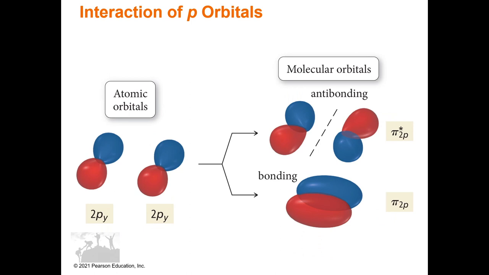Now, don't forget, in the p subshell, there are three orbitals, so we have to have a third orientation for our p orbitals. So these two are along the y-axis, but we still see the same type of bonding and anti-bonding orbitals like we did in the last slide. Okay, so we have another pi 2p bonding molecular orbital and another pi star 2p molecular antibonding orbital.